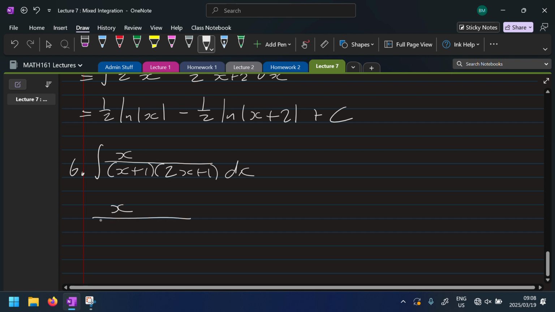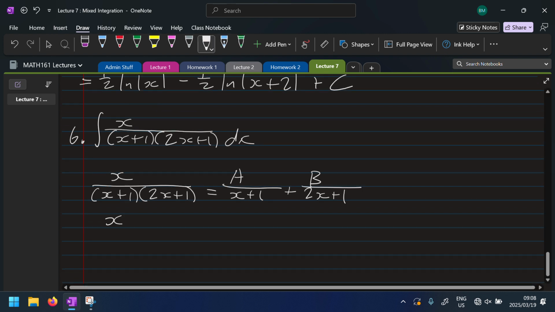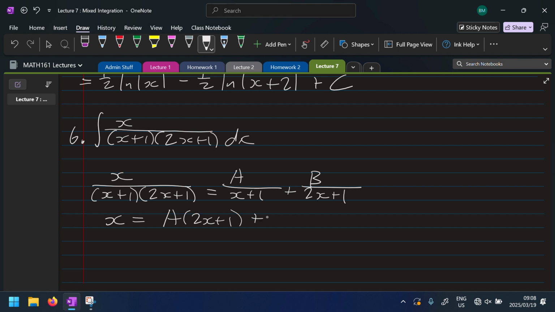So x over x plus 1, 2x plus 1 is equal to, they're both linear, so we just have a over the first one, b over the second one. Two x plus 1. Okay, so decomposition done. Next step, step 4, is to solve for the a and the b. So we clear the denominator, so that will be x equals a times 2x plus 1, plus b times x plus 1.